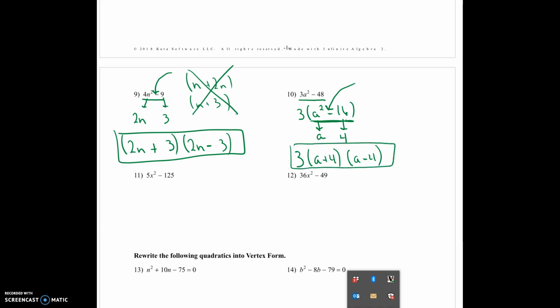All right, so you'll try 11 and 12, and these are the problems that are going from standard form to factored form. I factor, and again, I always start with the GCF, and then I wait to see if it's 2 terms or 3 terms.